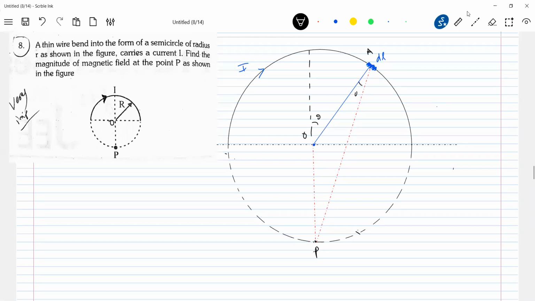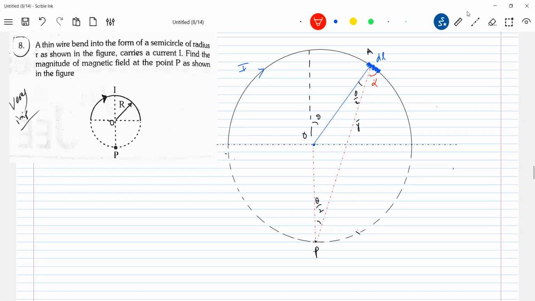This is theta, this should be theta by 2. Now this is R bar. AP bar will be R bar, the position vector, because here there's a current element, IDL bar. What is the angle between the current element and the position vector? I think that angle is what is needed in the Biot-Savart law. Let me call this angle alpha. The angle between R bar and IDL bar is alpha.